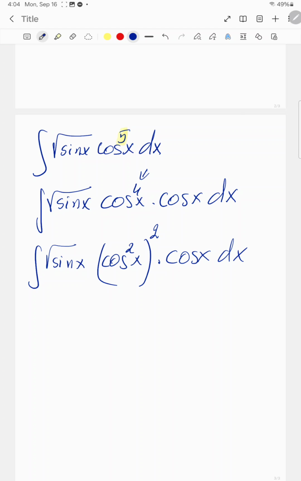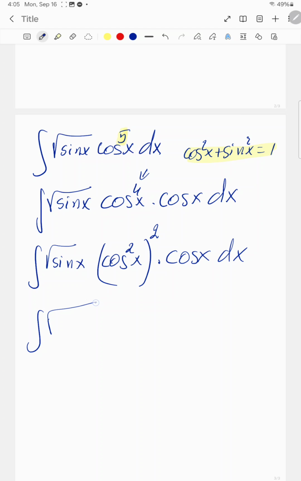But I know cosine square x plus sine square x equal to 1. This is one of the trigonometric identities. Let's write it down here: cosine square x plus sine square x is equal to 1. That's a formula. You can use it. So that means cosine square x is equal to 1 minus sine square x.